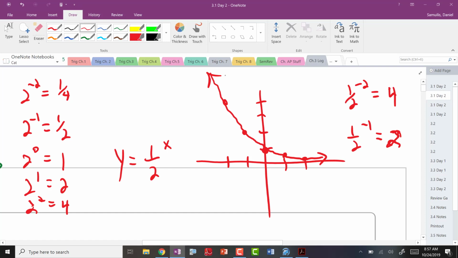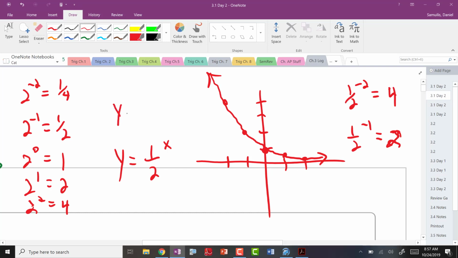Okay, but we don't necessarily want to think of it that way. Here's what we should get out of this. When I have a fraction raised to a power, the graph is going to look like this. The asymptotic behavior happens on the right side of the y-axis, not the left.